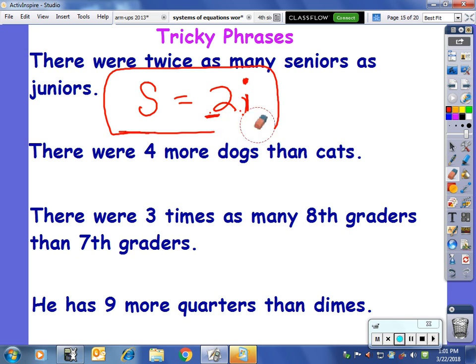It is 2 times J. That's what I have written right here. All right, the next one.